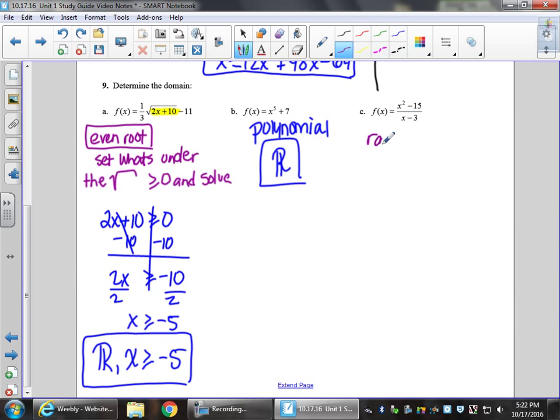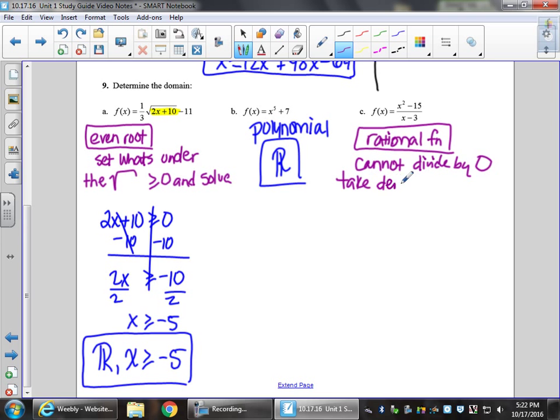This last one, rational function. Cannot divide by 0, so take the denominator, set it equal to 0, and solve. The domain will be all real numbers x not equal to whatever you find.